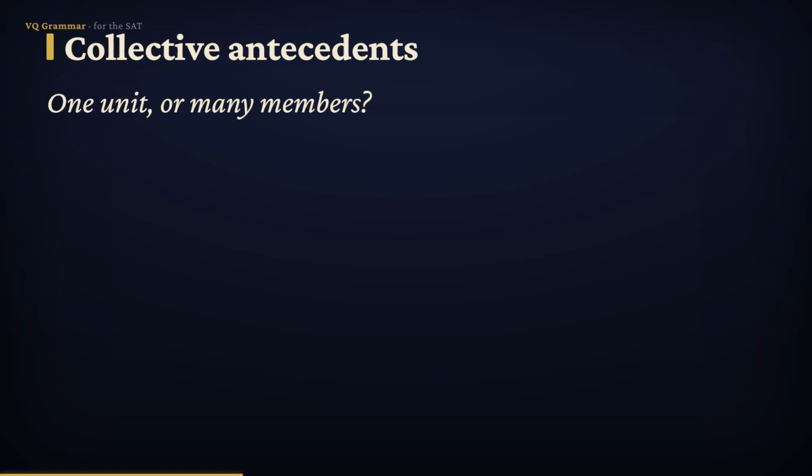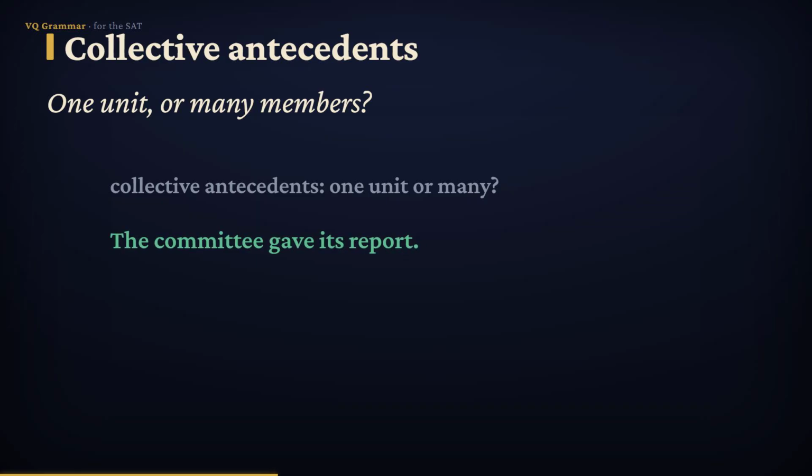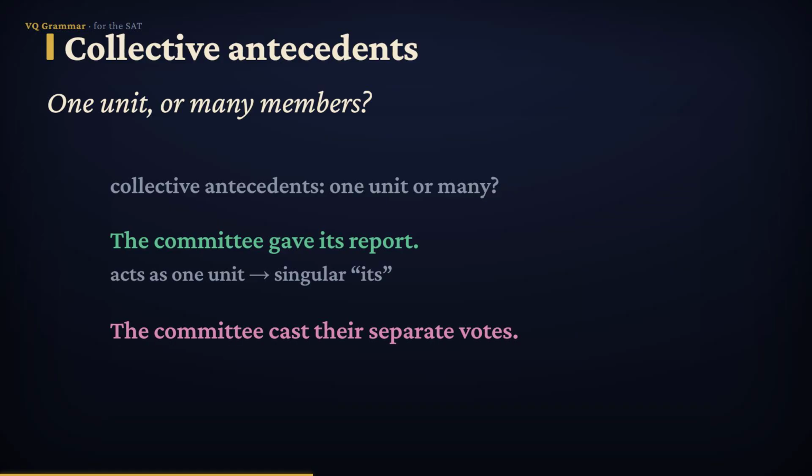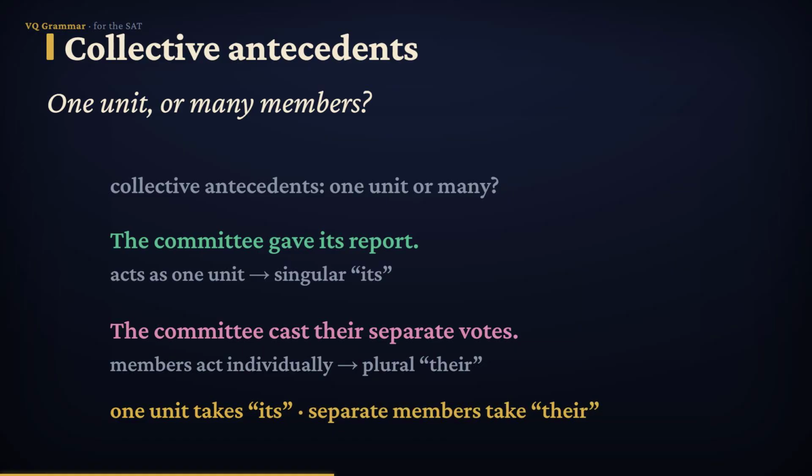When the antecedent is a collective noun, like committee or team, use the same logic as before. If the group acts as one unit, use a singular pronoun. The committee gave its report, one unit, so its. But if the members act individually, use a plural pronoun. The committee cast their separate votes. Separate votes mean individual members, so their. One unit takes its. Many members take their.